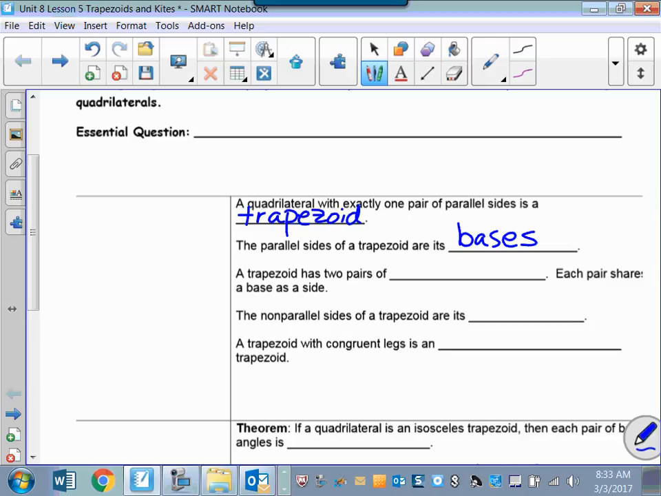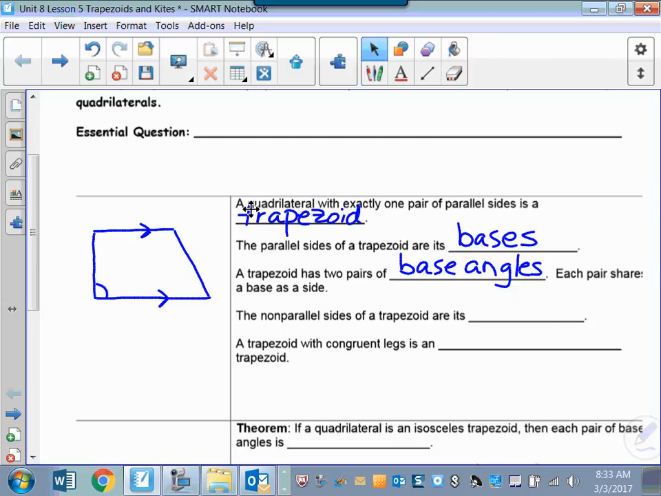A trapezoid has two pairs of base angles. Each pair shares a base as a side. This would probably be a good time for me to draw a trapezoid here so I could point out what I'm talking about. Okay, so the parallel sides are here, so those are the trapezoid's bases. The base angles are here. I'm not going to mark those as congruent. They might be congruent in a minute, but I'm just going to label them. So 1, 2, 3, 4.